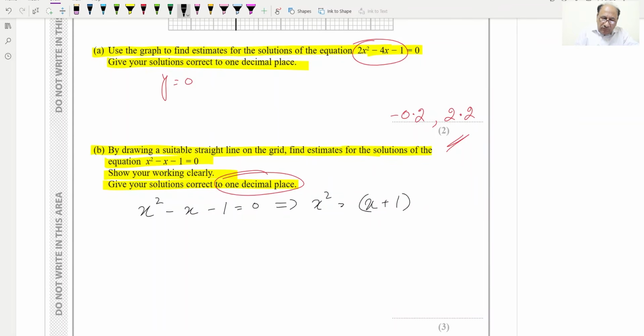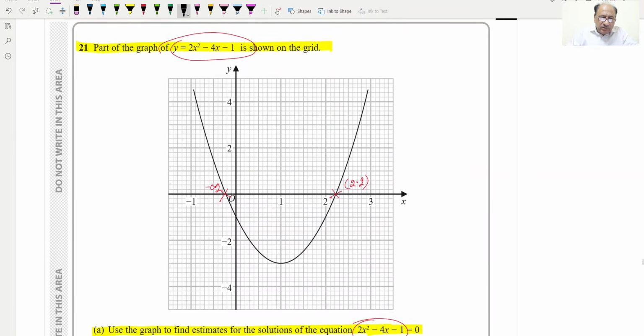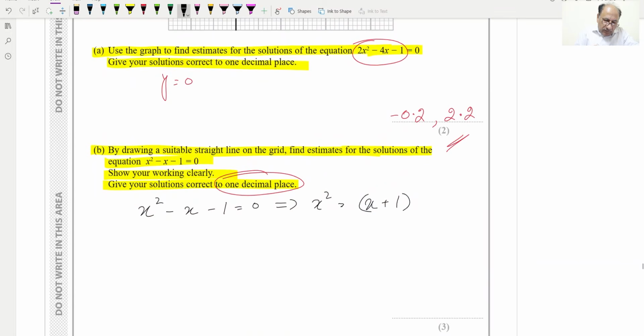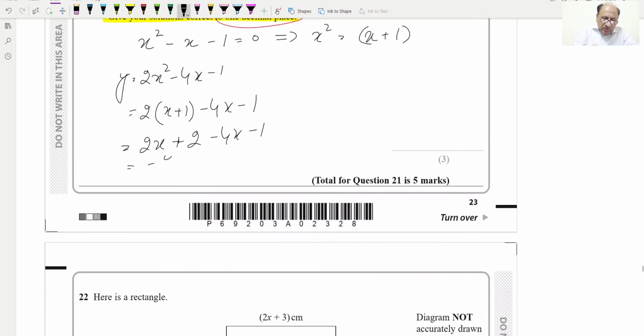So this x square value we can replace in the given equation, which is y is equal to 2x square minus 4x minus 1. So x square will be replaced by this, and we will get 2 into x plus 1 minus 4x minus 1, and this will be 2x plus 2 minus 4x minus 1. Adding like terms, we will get minus 2x and plus 1. y is equal to minus 2x plus 1 is the suitable line which we found.